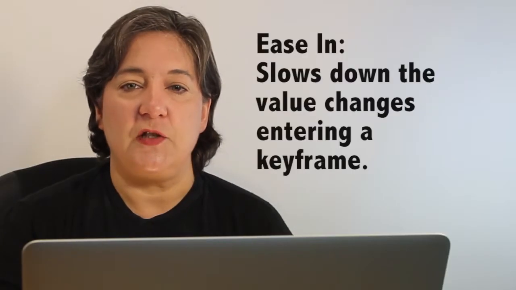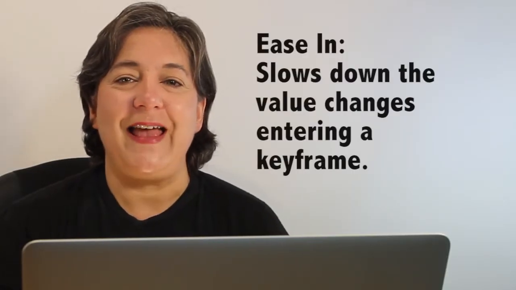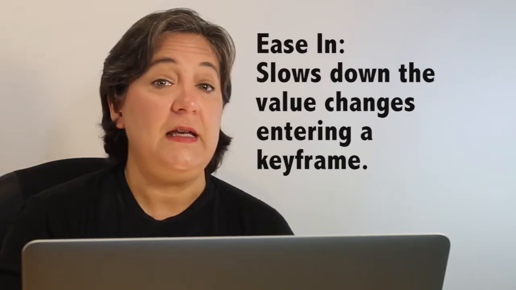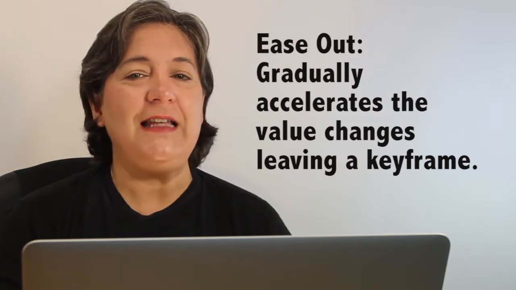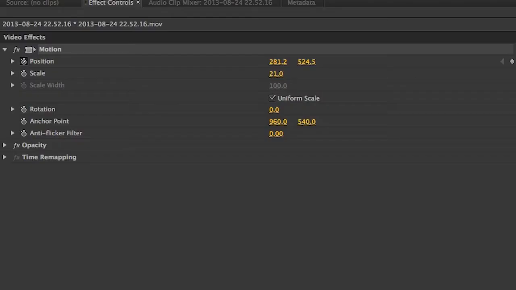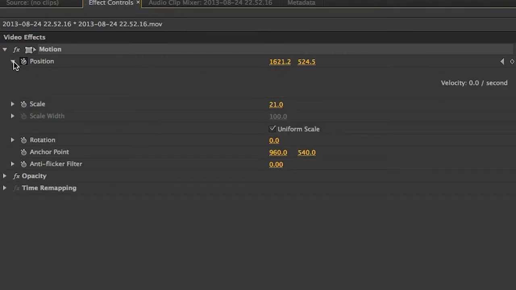Ease In slows down the value changes entering a keyframe. Ease Out gradually accelerates the value changes leaving a keyframe. If you want to manually control the acceleration and deceleration of the interpolation, you can do so by expanding the property by clicking in this disclosure triangle and adjusting this line.